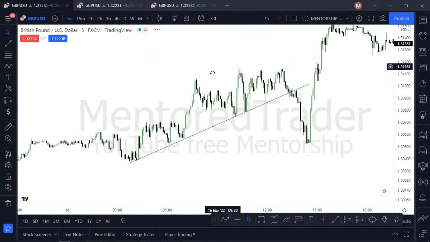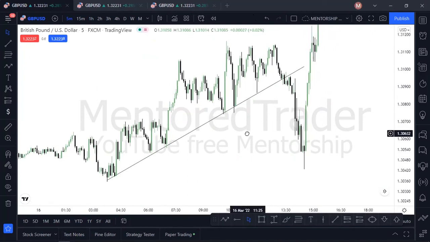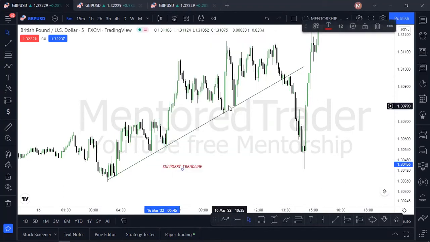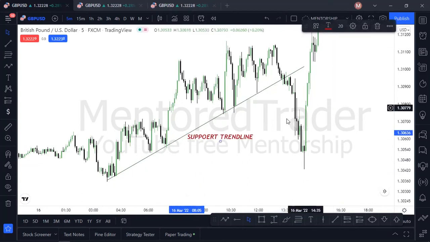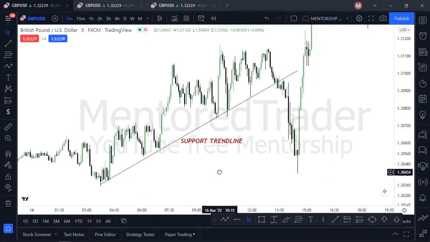What you see on your screen is a support trend line. It is a support trend line here. Is it a support trend line? Yes, it is a support trend line.